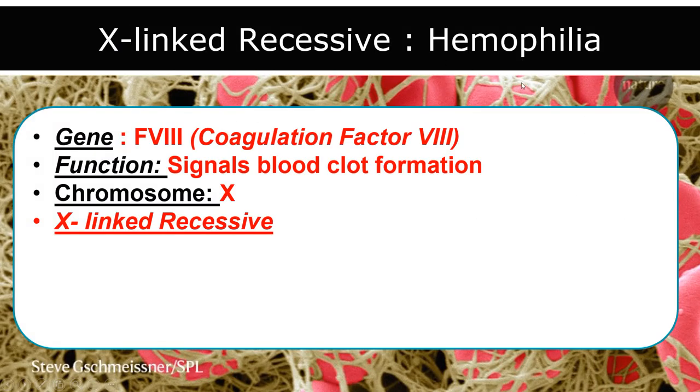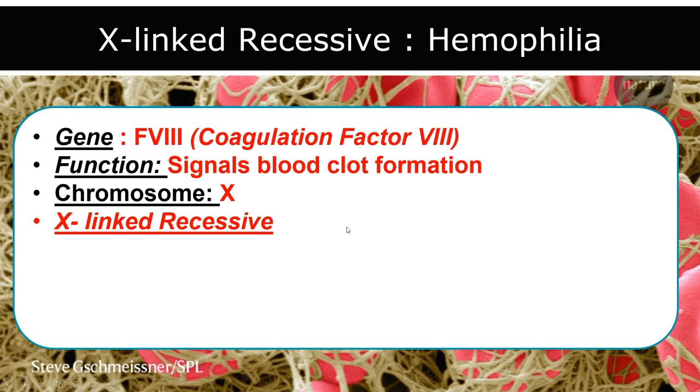The last disease that we're going to talk about is hemophilia. So this is controlled by a gene called factor VIII, so coagulation factor number 8. And what this protein does is it signals for a blood clot to form. And so this is found on the X chromosome, so it is going to be an X-linked disease. And again, like most of them, it's a single base mutation, so this one is going to be X-linked recessive.